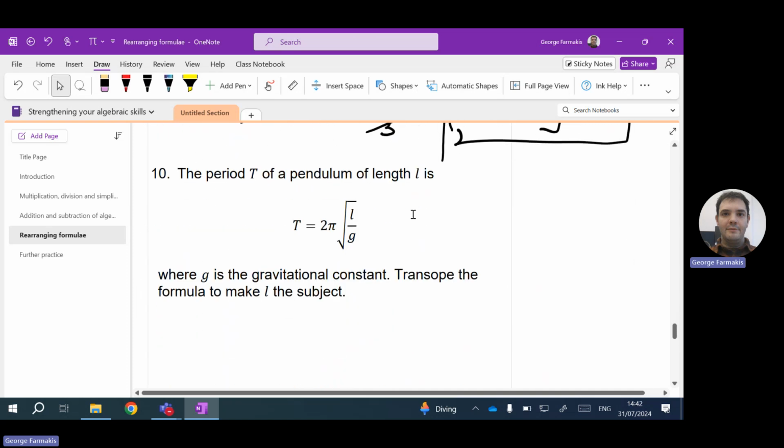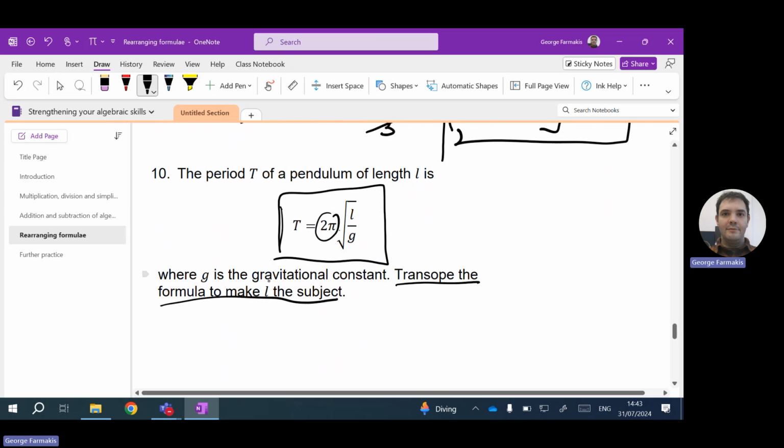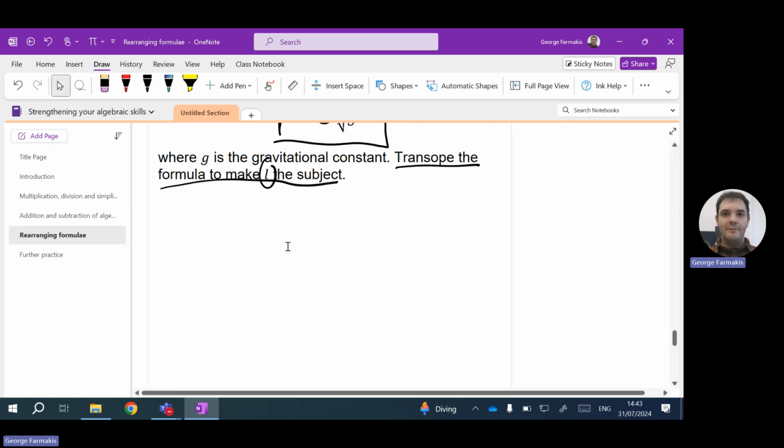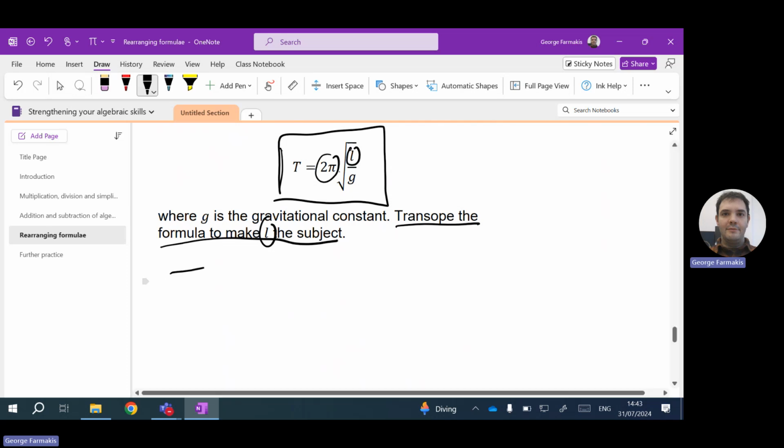So for example 10, we have that the period t of a pendulum of length L is given by this formula. So the period is equal to 2 pi times the square root of L over g, where g is the gravitational constant. We want to transpose this formula to make L the subject. So here is L. Let's rewrite the formula. So the period is 2 pi square root of L over g.